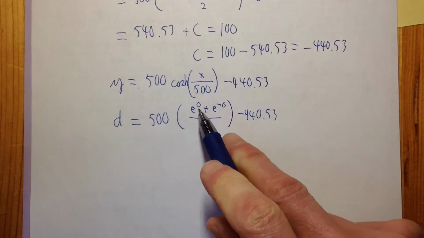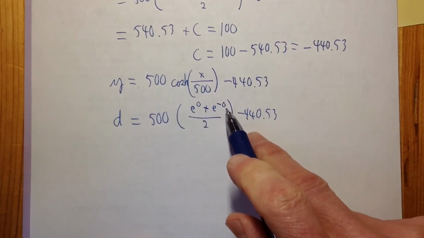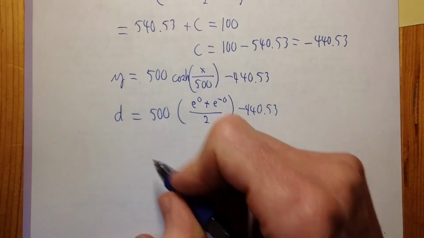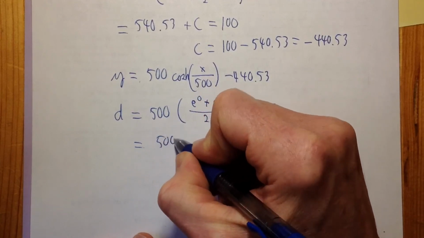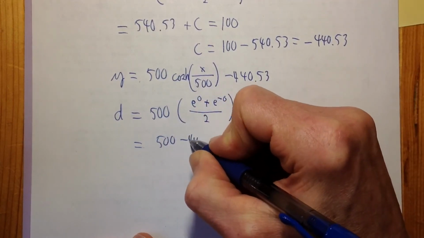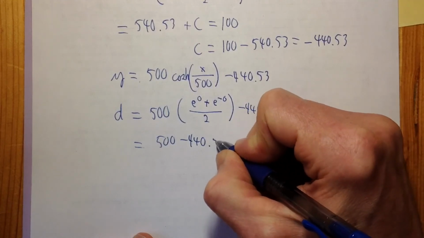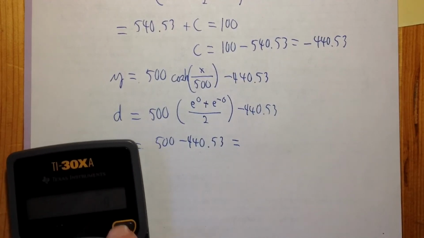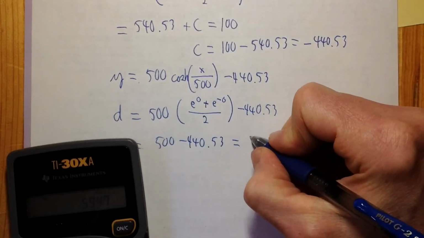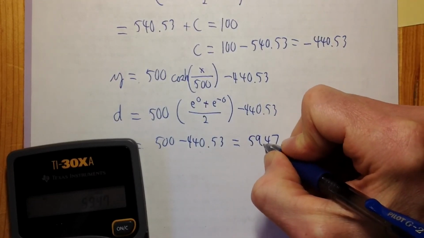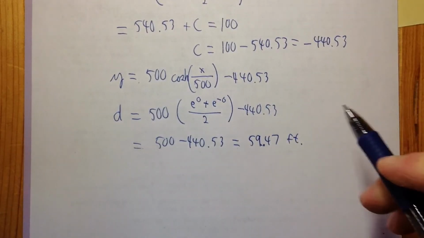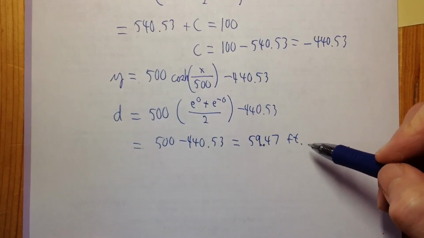Minus 440.53. Well, let's see. That's just 1 plus 1. Anything to the 0 is 1. That's 2 divided by 2, which is just 1. So this is easy math. So this is just equal to 500 minus 440.53, which is equal to 59.47. That's a decimal point there. 59.47 feet. So the cable is only going to be 59.47 feet above the road.